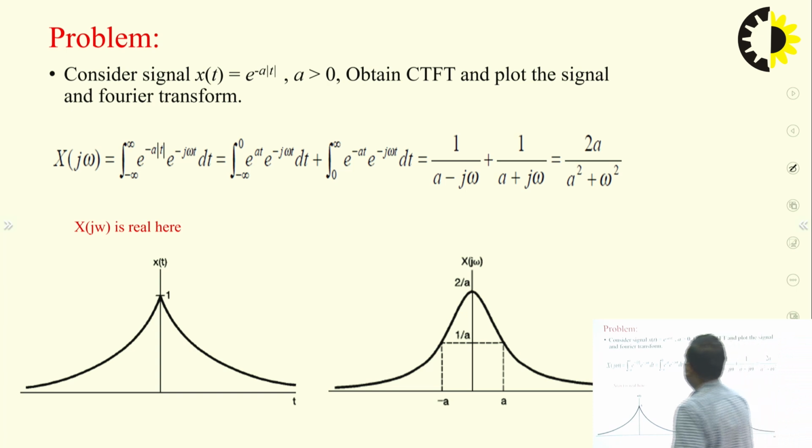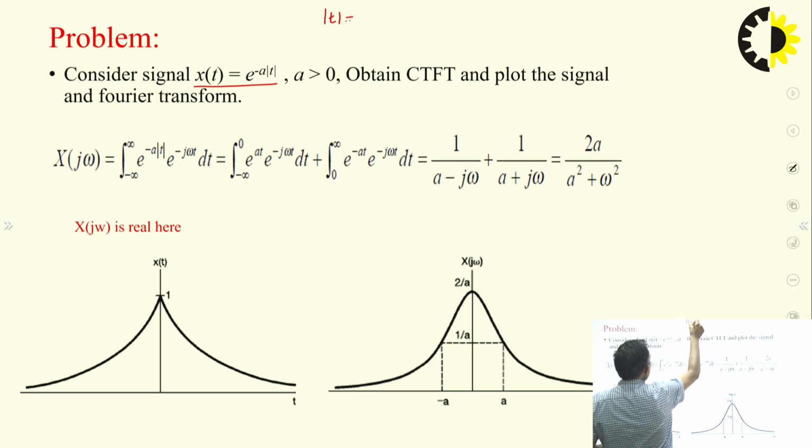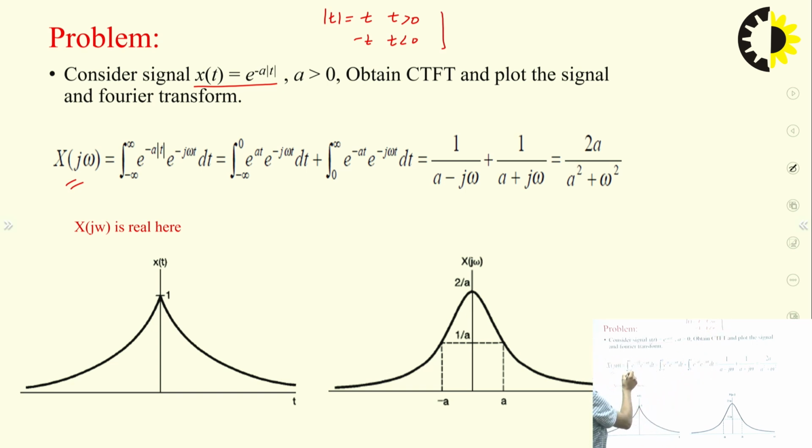Now we have another type of problem: x(t) equals e to the power minus mod t. You know mod t equals t for t greater than 0 and minus t for t less than 0. First of all, we will write the definition: x(t) into e to the power minus j omega t dt. According to this, we will divide the limit into minus infinity to 0 and 0 to infinity.